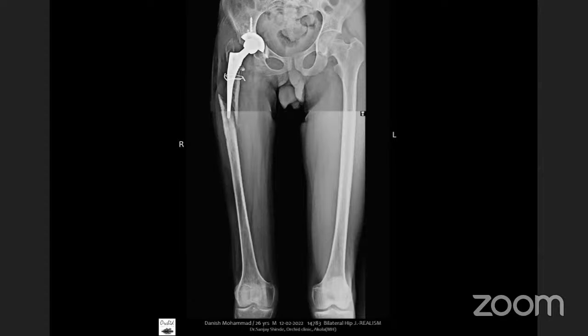Can I show what I did? Yeah, hold on. So he was operated just 4 days back, and I'm at the first stage. What I have planned is a 2-stage revision for him. And this was at the first stage, 4 days back. That is how I opened him.